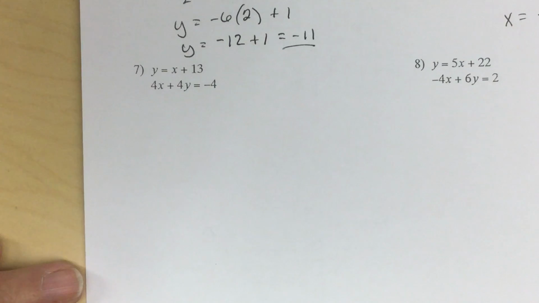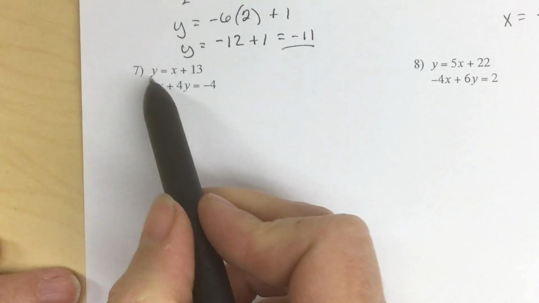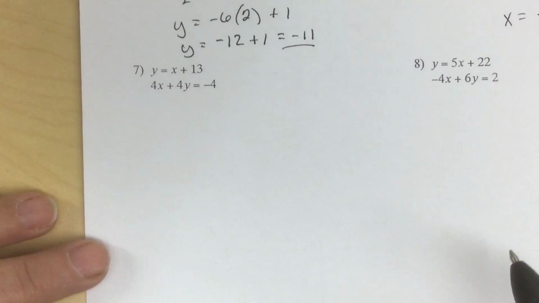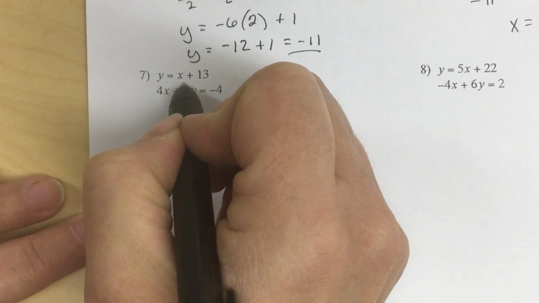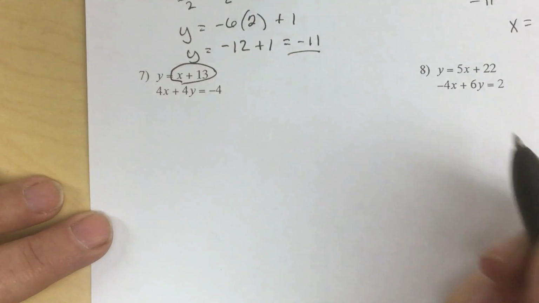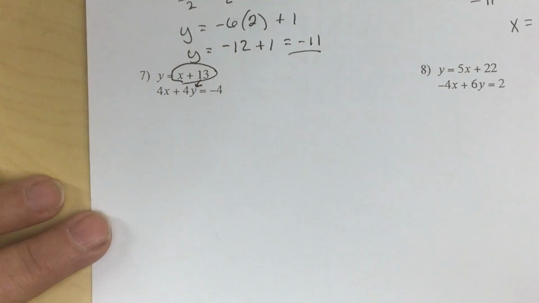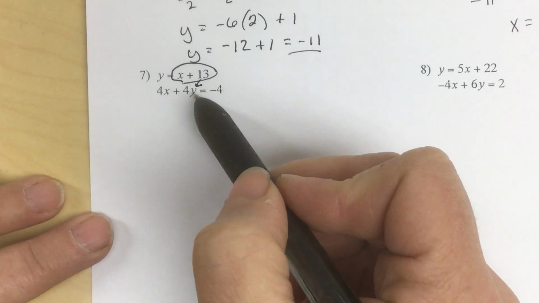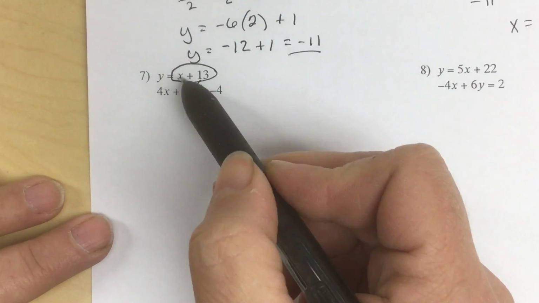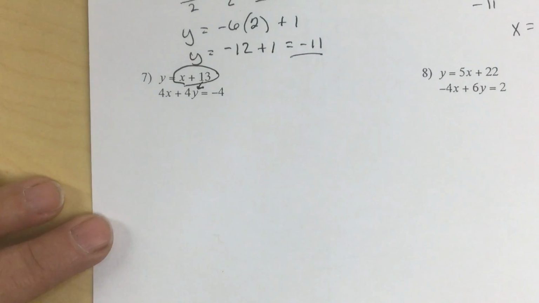Okay, these are a little bit different. Only one of them is set equal to y. So what we're going to do is take what it's equal to, in this case x plus 13, and we're going to plug it in for y in the other equation. That's why this method is called substitution. We're going to substitute for y the expression that it's equal to.